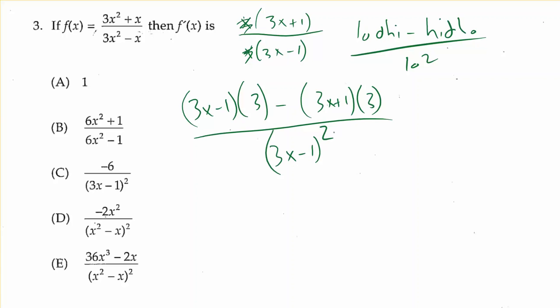Now that's not an option right here yet, so I've got to definitely do some simplifying. If I distribute, I get 9x minus 3 minus 9x minus 3. So then these are going to go away. I'm going to be left with that negative 6. And there it is.